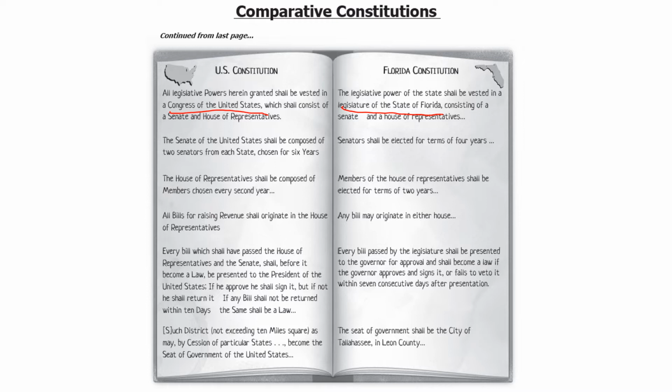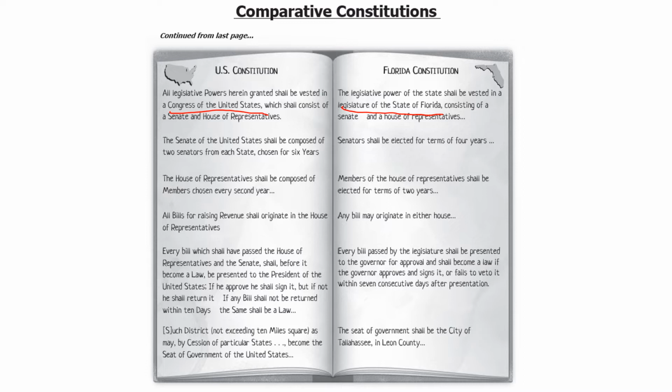The House of Representatives shall be composed of members chosen every 2nd year. Members of the House of Representatives shall be selected for terms of 2 years. All bills for raising revenue shall originate in the House of Representatives. In the Florida Constitution, any bill may originate in either house.